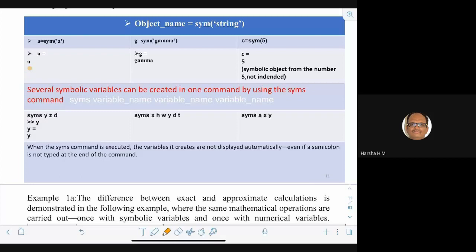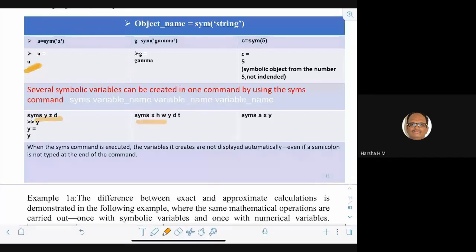Now, what is important for you is when you define something as a symbol, the output is not indented. That means it will not have any space in the output. But if you type a number, remember, it will give you some space before it in the display. So first of all, it is not indented. And you can also use this command to define a number of variables in a single line, like syms of x y z, or syms of x w, x h, w y d t, and so on.